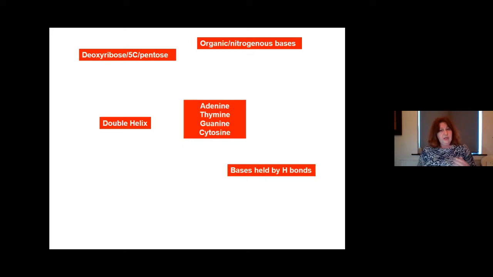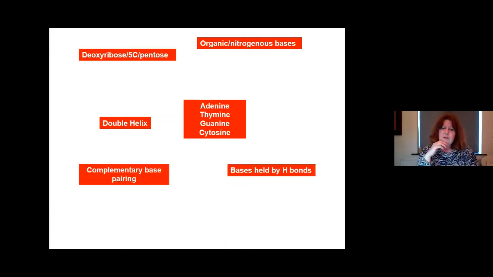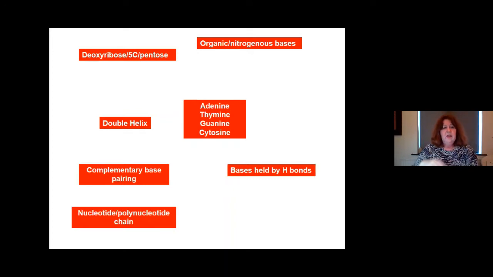And if we're thinking about bases, it might have come to mind that those bases are held together with hydrogen bonds. Now, because those bases are held together, they're held together in a complementary fashion. We call it complementary base pairing. So you might have thought, oh yes, A with T, G with C, adenine with thymine, guanine with cytosine. And the DNA molecule is made of a series of these building blocks, monomers.